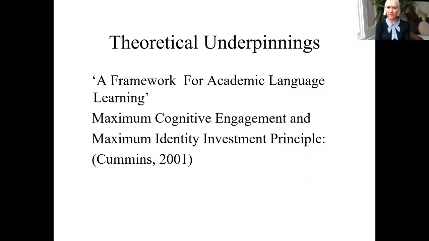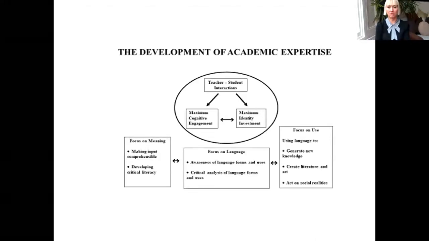So I will also tell you about the theoretical underpinnings of this work. I am using Jim Cummins' theories and particularly his framework for the development of academic expertise. You can see here in this central part of the diagram that he's putting teacher-student interaction at the center of it. And then you've got two principles. One is maximum cognitive engagement.